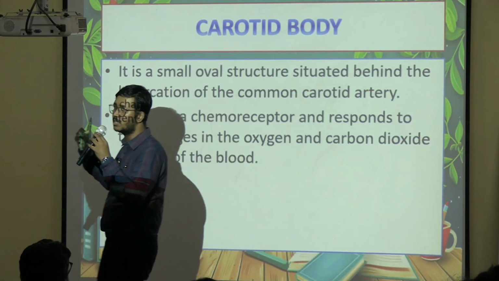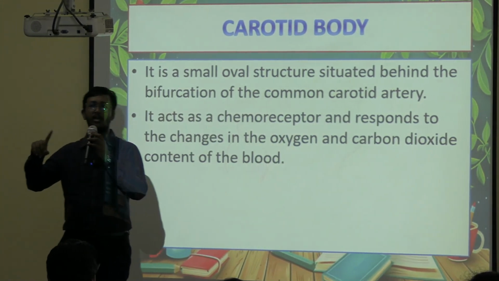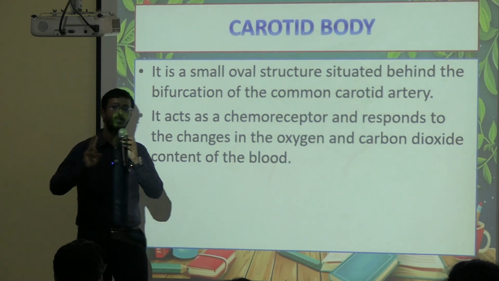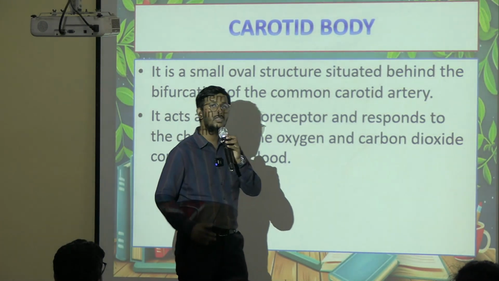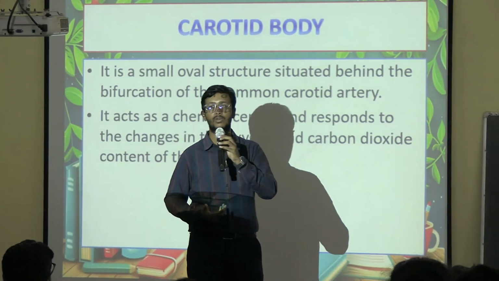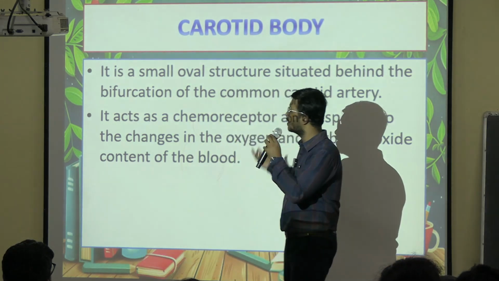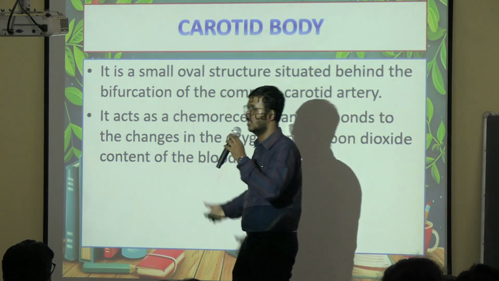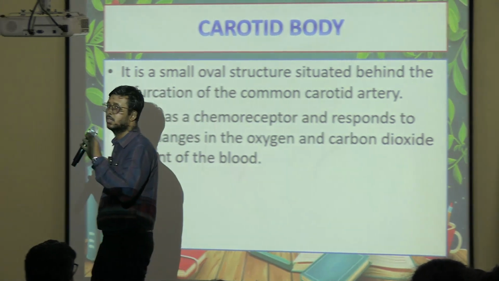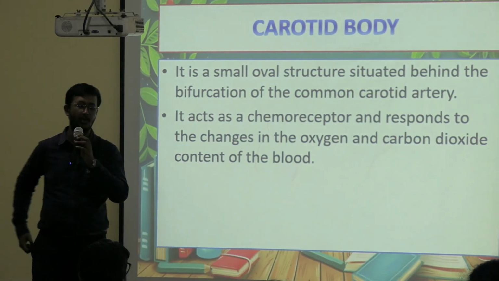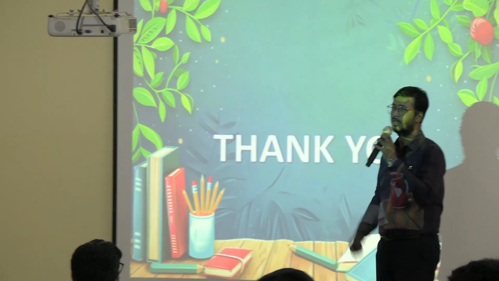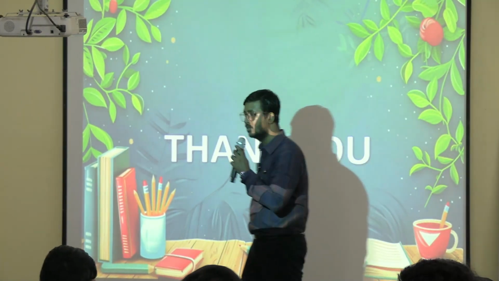Carotid sinus is a baroreceptor that controls the blood pressure. Carotid body is a chemoreceptor that gets stimulated by changes in carbon dioxide and oxygen. That will also simultaneously stimulate the heart rate only. Okay, so that's all. Next, external carotid artery and its branches. Thank you.